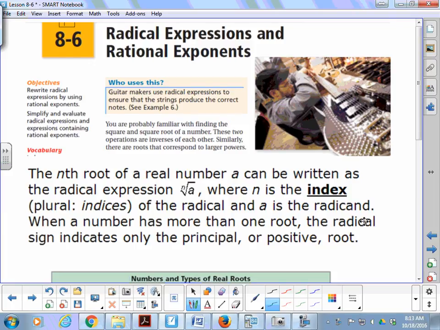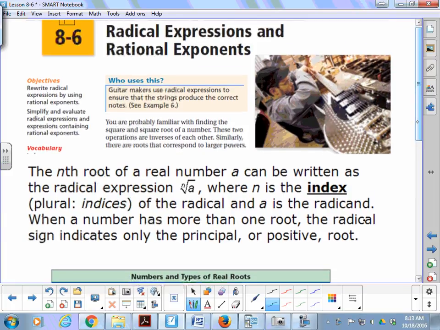So we're talking about radical expressions and rational exponents. When we say rational exponents, we're just talking about exponents with fractions, and we're basically going to be simplifying. It says the nth root of a real number a can be written as this radical expression, where n is the index of the radical and a is the radicand. When a number has more than one root, the radical sign indicates only the principal or positive root.